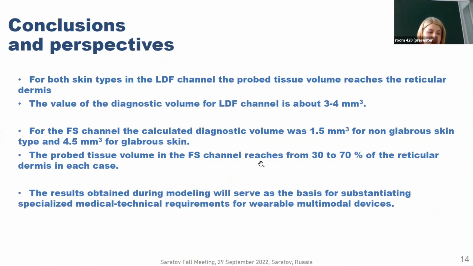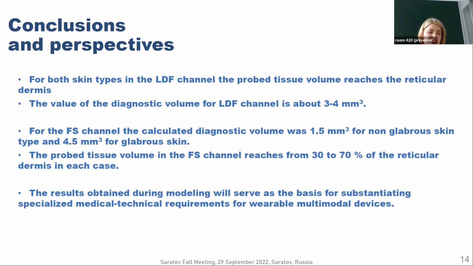To conclude, the simulations showed that in the laser Doppler flowmetry channel for both types of skin, the probed tissue volume reaches the reticular dermis, and the diagnostic volume is about 3 to 4 cubic millimeters. For the fluorescence spectroscopy channel, the diagnostic depth is about 1.5 millimeters for non-glabrous skin and 4.5 millimeters for glabrous skin.